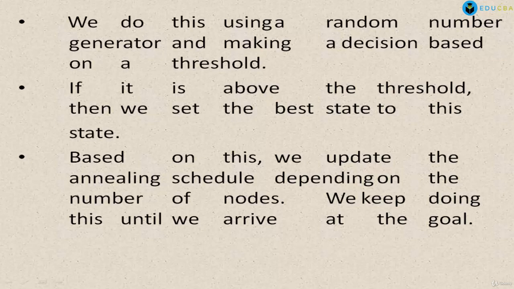So we are using a threshold for the comparison. If it is above the threshold, then we set our best state to this state. Based on this comparison, we update the annealing schedule depending on the number of nodes, and we keep doing this until we arrive at the goal.